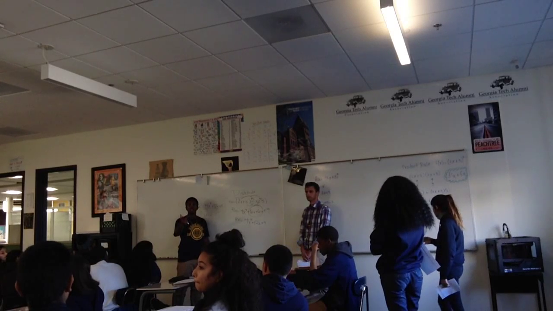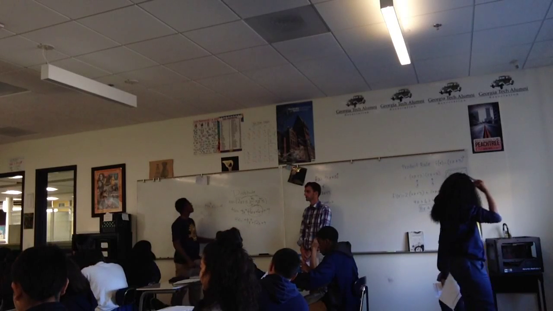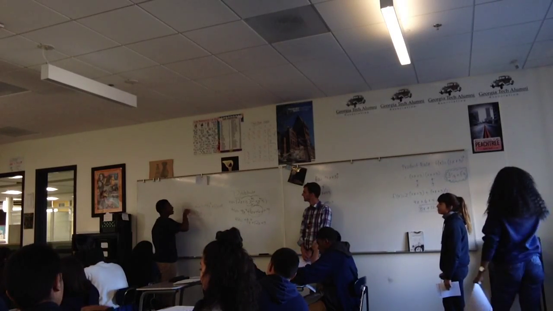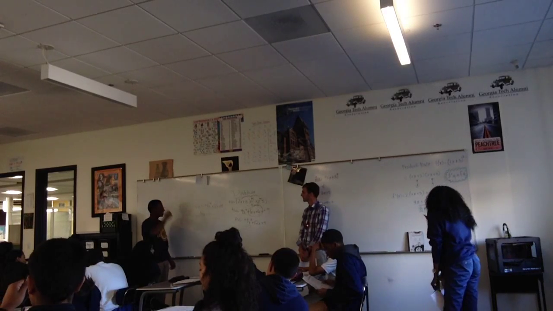Alright. 4x squared plus 12x plus 9. And then you have to find the derivative, and that was my derivative. Tell us how you found the derivative.